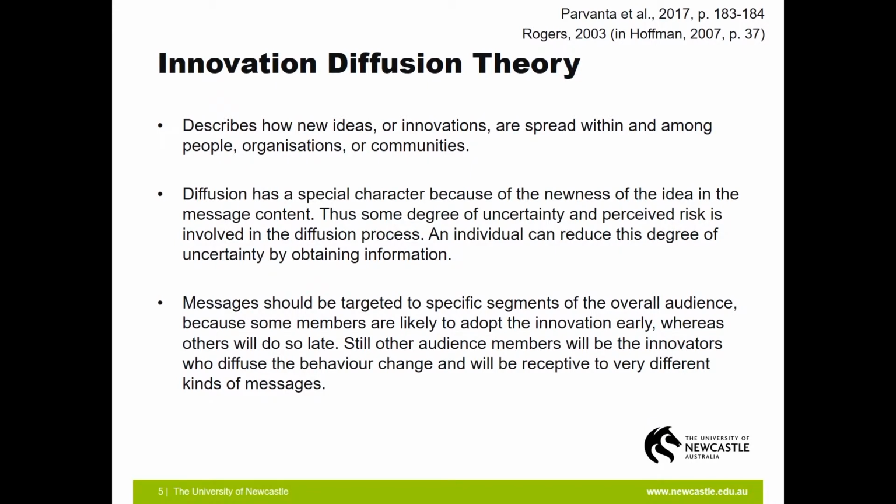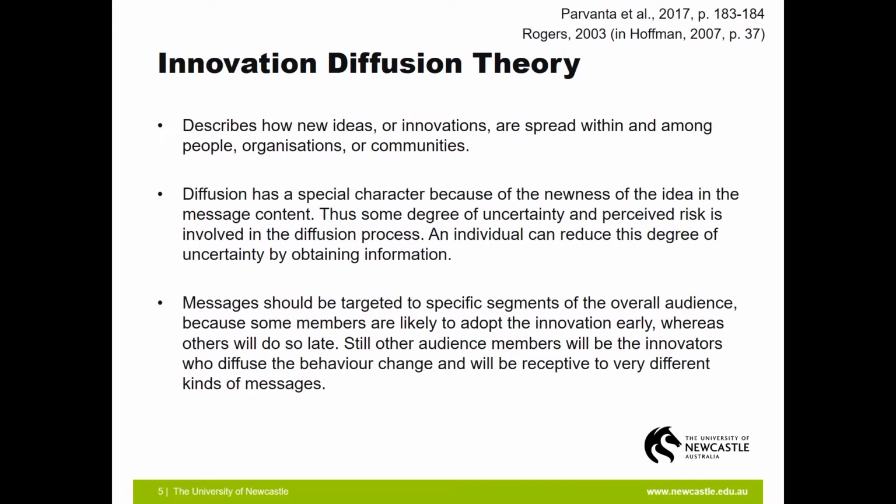I've got, I guess, one of the most important references in this week's module, which is Rogers 2003, and that's in another reading called Hoffman 2007. Hoffman was a great reading that I came across because it nicely summarises Rogers' work, which actually comes out of an entire book. But Rogers is a seminal author here who really framed this innovation diffusion theory, and the Pavanta et al. reading is obviously a very important one for our behaviour change models that we'll get to. But essentially, innovation diffusion theory describes how new ideas or innovations are spread within different systems, usually systems of people.